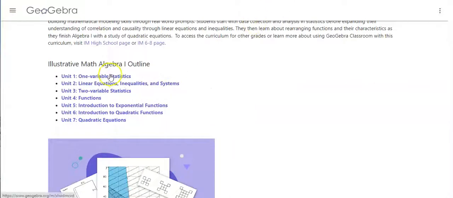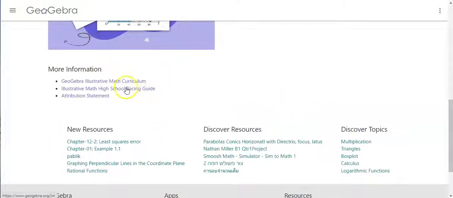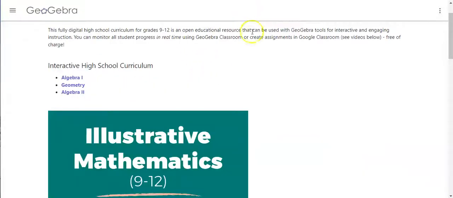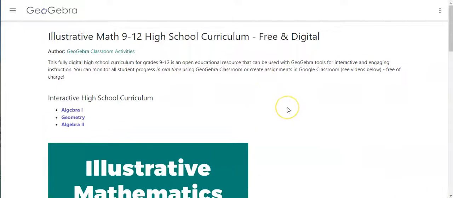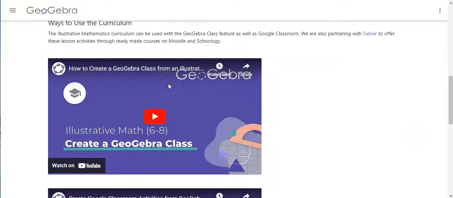So if we go back here to a list of the rest of the topics that are covered in Algebra 1, you can come down here and there's a pacing guide, an attribution statement, and there's just a lot of resources available for it. When I was looking at it, I was thinking about using it for bell work, and so once we get it set up at school, that's what I want to do with it, is use it as bell work instead of what I'm doing now. I think it'll be a great way to supplement what we've done.